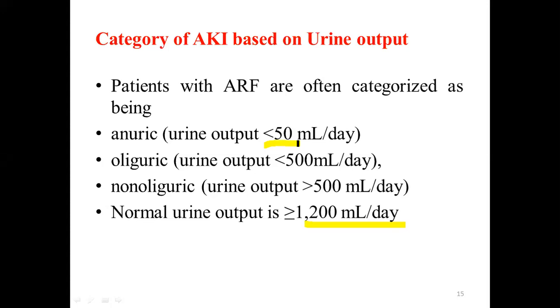Then when you say it is oliguria, the urine output is less than 500 ml per day, so a small amount of urine is produced. But non-oliguria is above 500 ml but less than 1200 ml per day. So this is based on the category of urine output.